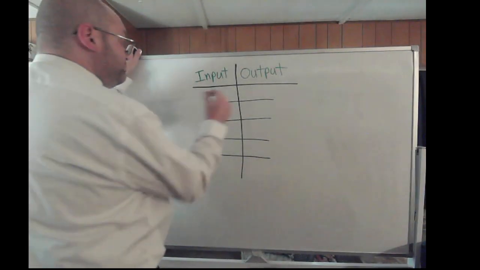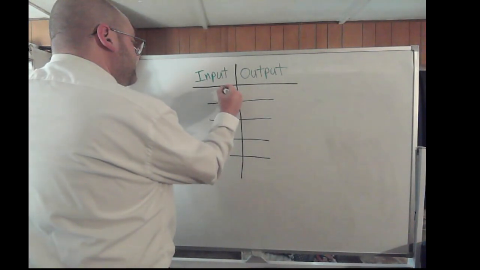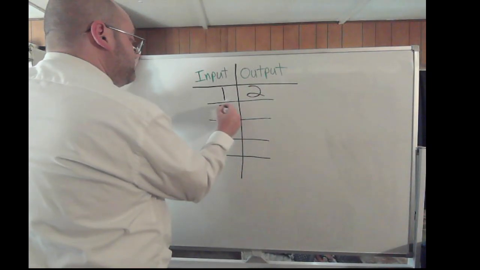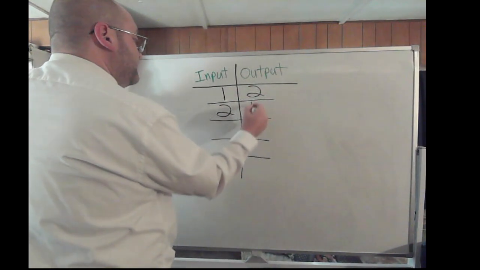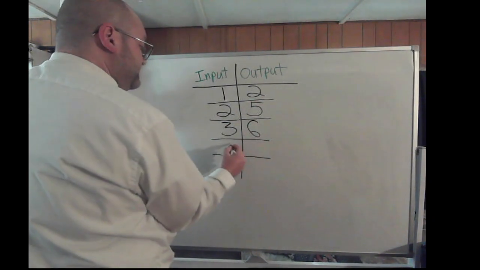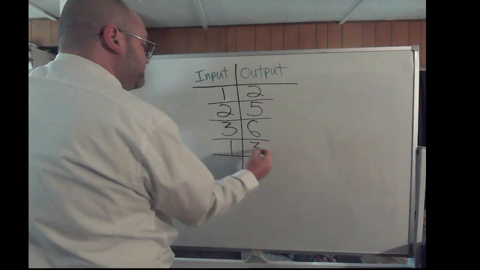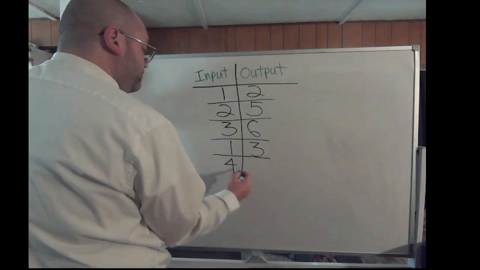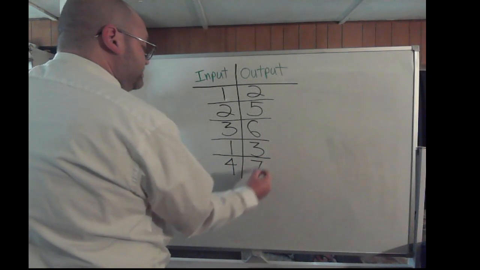So, let's see. The input, we have an input of 1. You get an output of 2. You have an input of 2, you get an output of 5. Input of 3, you get an output of 6. Input of 1, you get an output of 3. Input of 4, you get an output of 7.